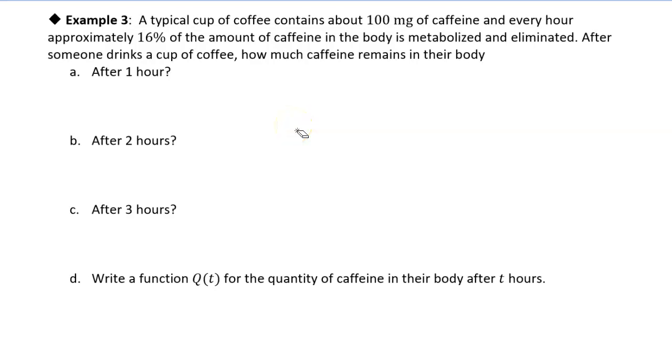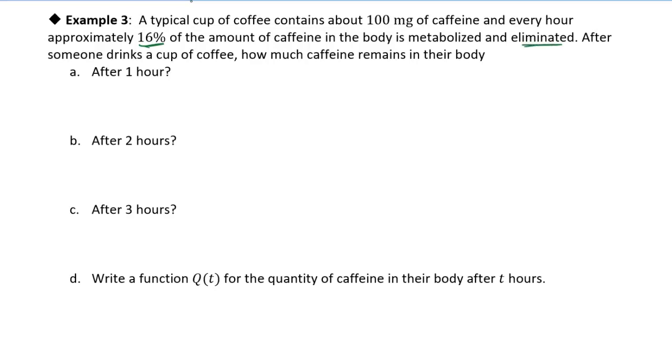In this example, we're told that a typical cup of coffee contains 100 milligrams of caffeine. So if you drink that coffee, the caffeine goes into your body and your body eliminates 16% of the caffeine every hour. So every hour, 16% of the amount of caffeine is metabolized and eliminated.